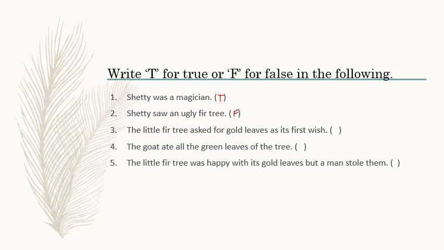Number 3. The little fir tree asked for gold leaves as its first wish. Was it the first wish or was it the second or the third or the fourth? Well, it was not at all the first wish. Rather, the first wish of the tree was that it asked for green leaves. Okay, so it is false.